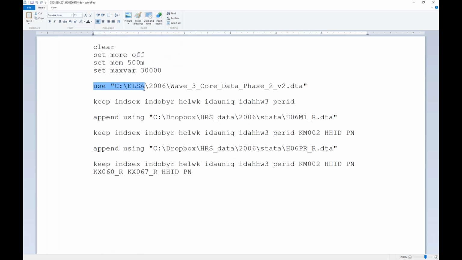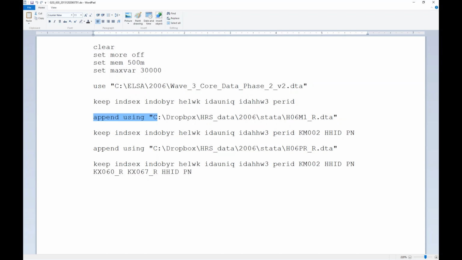So you can see first we use the ELSA data, and because we previously told the gateway that my ELSA data is stored on my C drive in a folder called ELSA 2006, it also knows the name of this data set. These are the variables we're going to keep. You can see a couple extra variables, and these are we always keep unique identifiers. So we have that here.